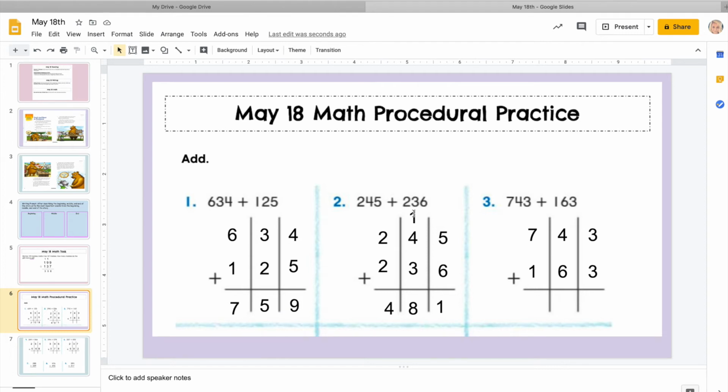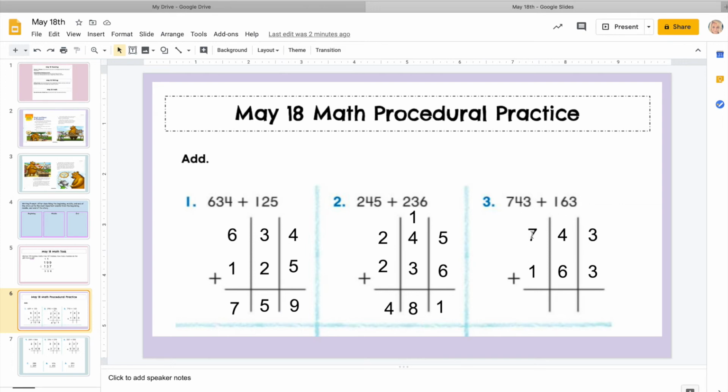Moving on to step 2, we are going to add that tens column, where I have 1 plus 4 is 5, and 5 and 3 more is 8. Because that is less than 10, the 8 is going to stay put, and we do not need to regroup, so we can move on to step 3, where we're moving on to the hundreds column. We have 2 plus 2, and 2 plus 2 is 4, so we know the sum of 245 plus 236 is 481.